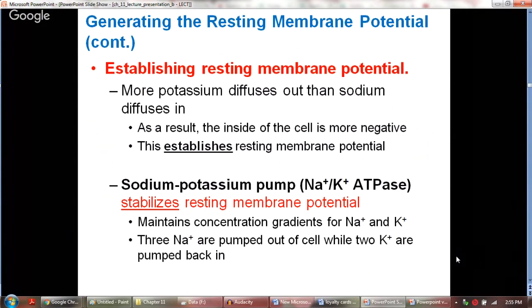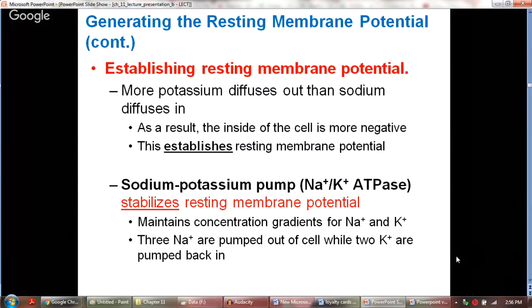How are we going to establish a resting membrane potential? The very important step is that more potassium diffuses out than sodium diffuses in. And as a result, the inside of the cell becomes more negative, and this establishes the resting membrane potential.